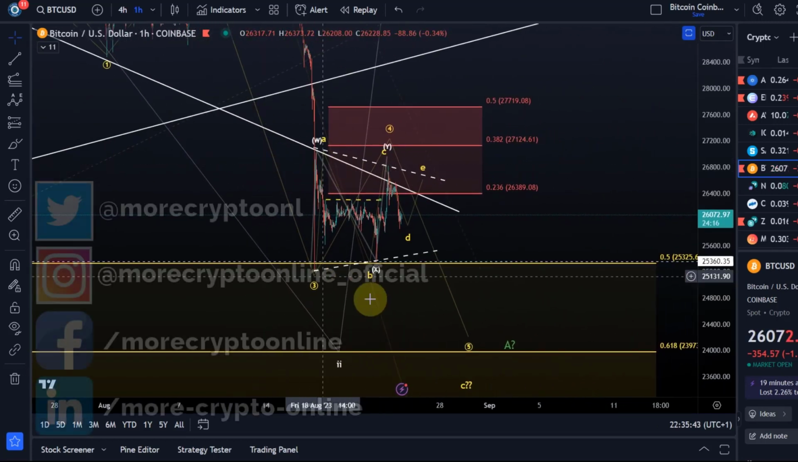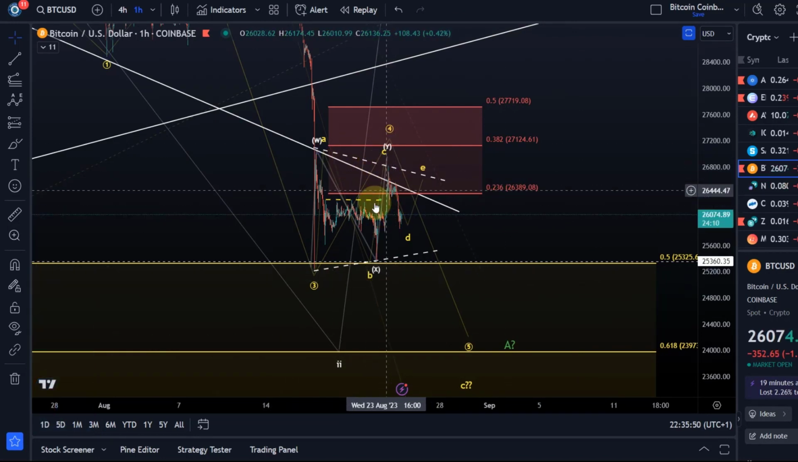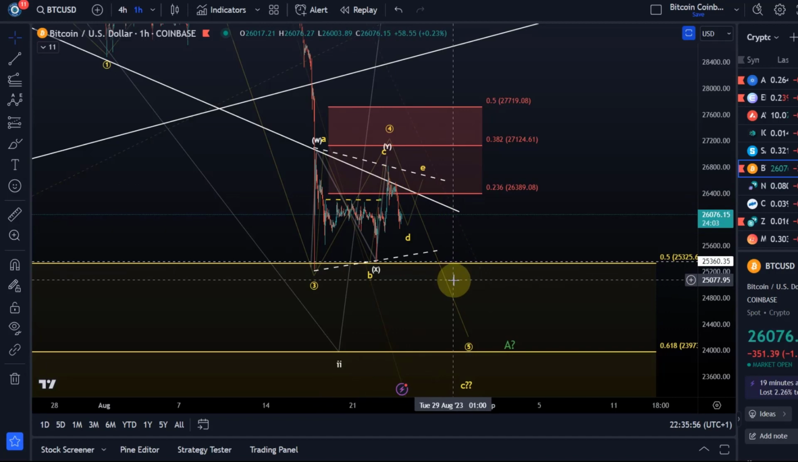We want to do a deep dive into the current structure here, which might form a triangle, as already explained in the last two videos. It seems to be going that way. In this video, we want to talk about the relevant bullish and bearish scenarios, as well as the breakout points.